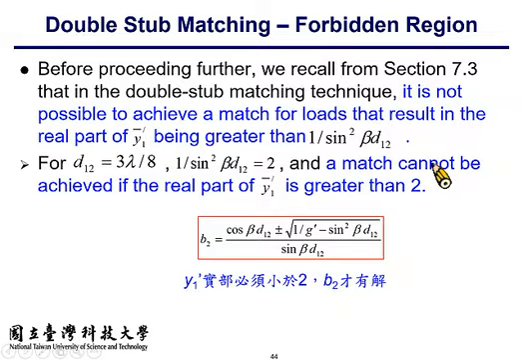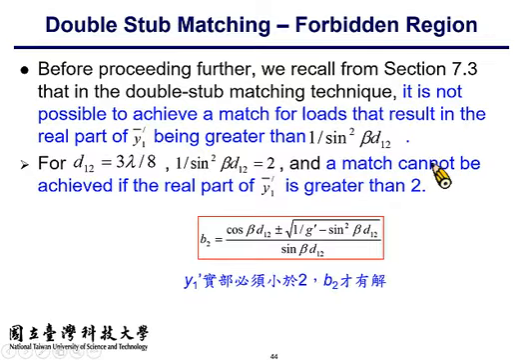Here's one last thing we need to discuss about double stop matching. It's referred to as the forbidden region. The name sounds a little bit interesting. Why? Because if you use double stop matching, there are some terminations for which you cannot achieve perfect matching using the double stop matching technique. Just as we discussed in chapter 7.3, there are some limits on double stop matching. That is, under a certain condition, the double stop matching cannot achieve perfect matching.